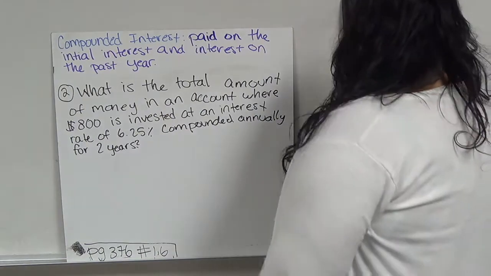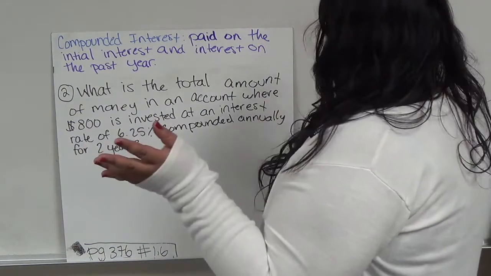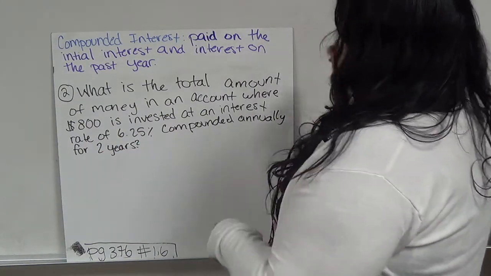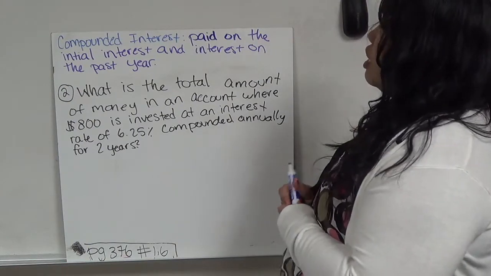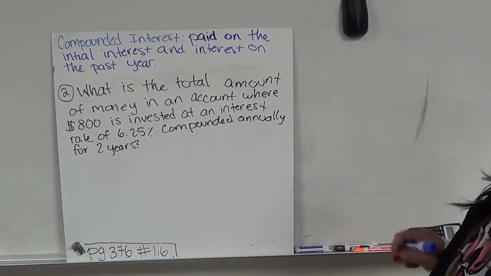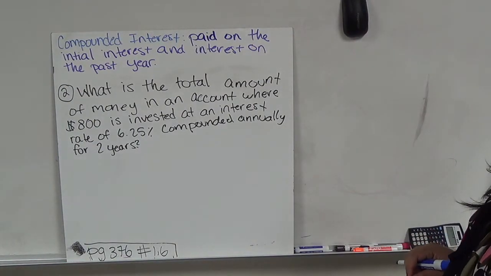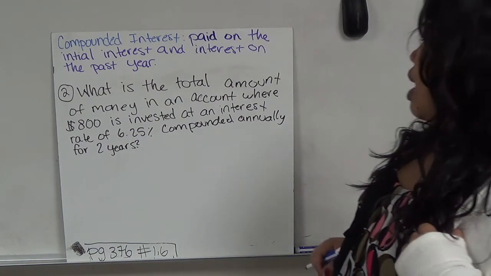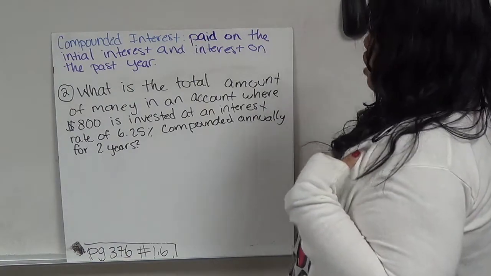And I'll show you what I mean. It might be a little bit confusing. It was a bit confusing to me too. So let's just go through it. So this is number 2. What is the total amount of money in an account where $800 is invested at an interest rate of 6.25% compounded annually for 2 years?